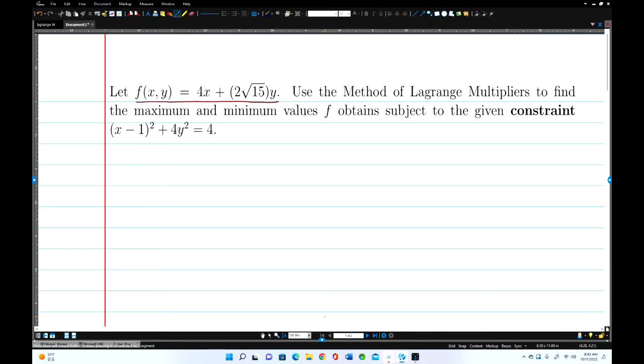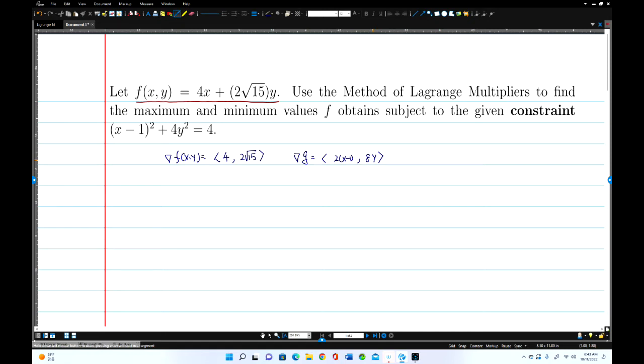Okay, this is the last two questions. So now let's find the gradient of f(x,y). The x direction is 4, y direction is 2√15. And what about the gradient of g(x,y)? This one equals 2 times (x minus 1). That's the first one. Second one, y direction is 8y.